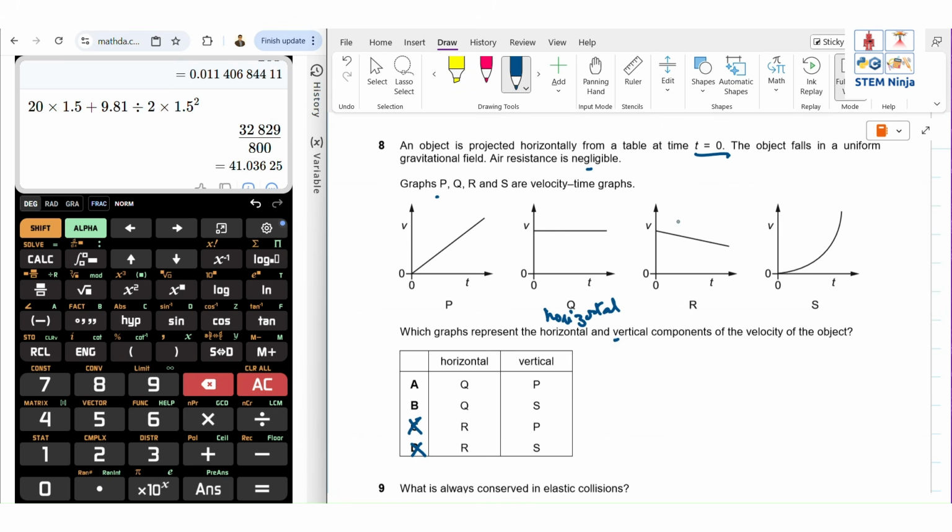Now, the vertical one. Since it is being projected like this, the vertical velocity will increase by v = u + at. So uniform acceleration. u is 0, projected horizontally. So for Vy, u is 0, so v = at. So sort of like y = mx, a straight line. The straight line is only P. So this is your vertical. So Q and P would be the right answer.